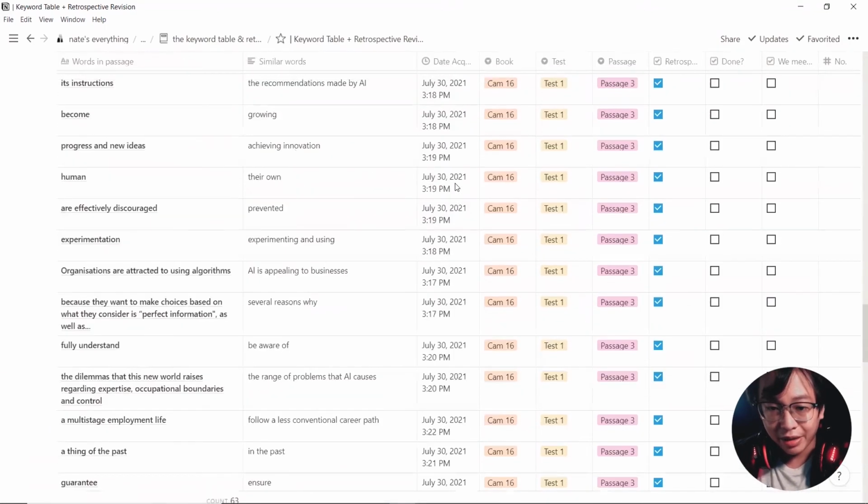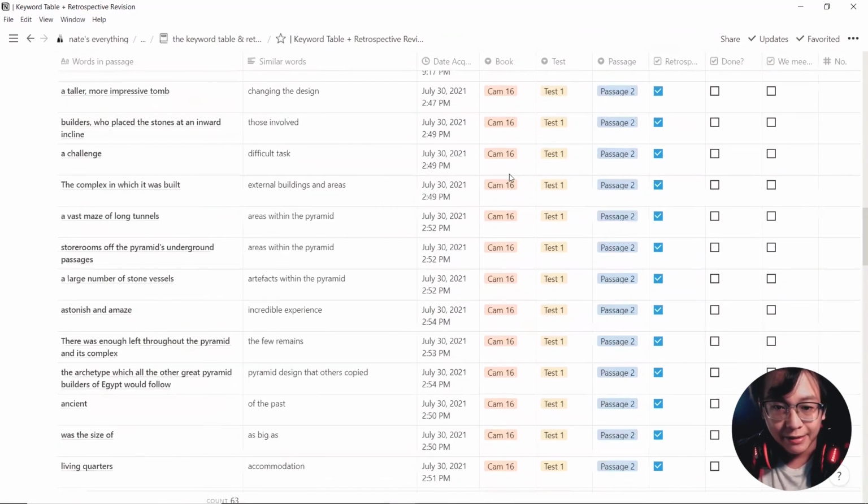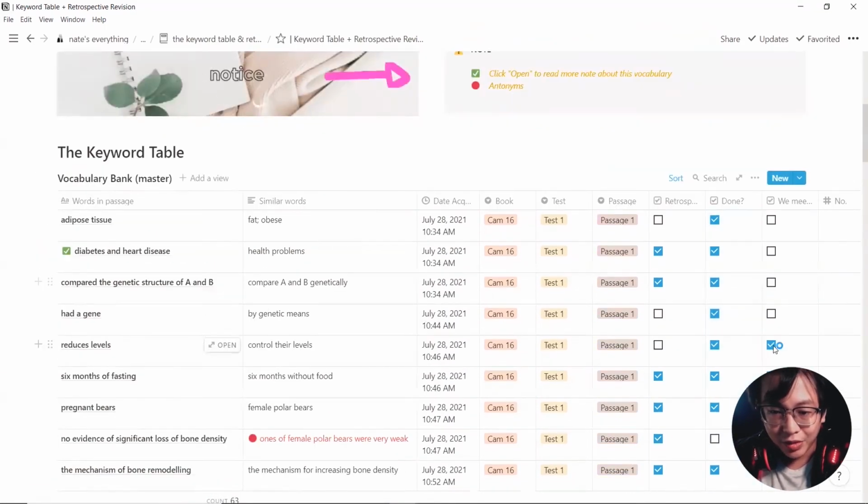So here's the thing. When you finish all the tables like this, for example, one day maybe you finished a list of vocabulary on July 28, and then you realize that, no, I couldn't remember this one.